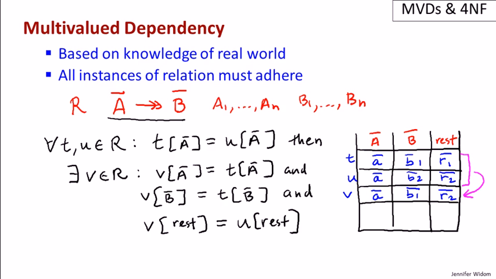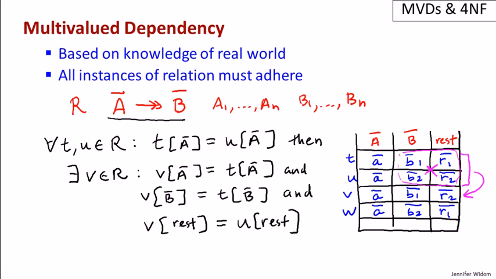Now let me do something a little tricky. Let me swap the roles of t and u and show that we also, with this definition, are guaranteed to have a fourth tuple, and we'll call that fourth tuple w. By swapping the roles of t and u, w has again the same A value. Now it will take its B value from u, and that will give us B2, and we'll take its rest value from t, and that gives us R1. So what we can see here is that when we have the first two tuples that have this particular combination of B values and rest values, it tells us that we must have the other combinations as well. We must have B1 with R2 and B2 with R1.